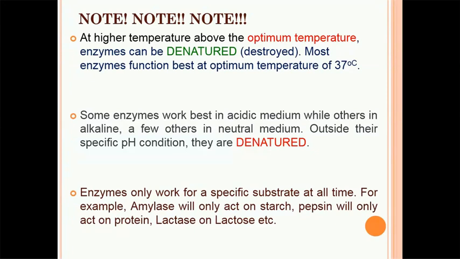And number 3, enzymes only work for a specific substrate at a time. A specific enzyme for a specific substrate. For example, amylase will only act on starch. Pepsin will only act on protein. Lactase will only act on lactose. Sucrase will only act on sucrose. There are others like that, like ptyalin will only act on starch, and so on, to form maltose. So take note of all these. Questions can be set from here as well.